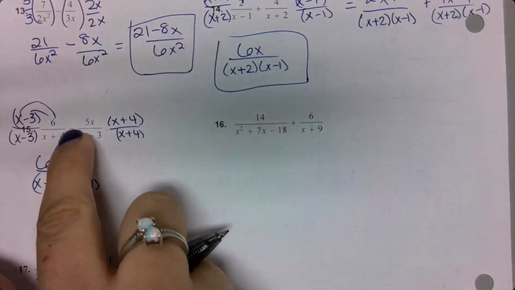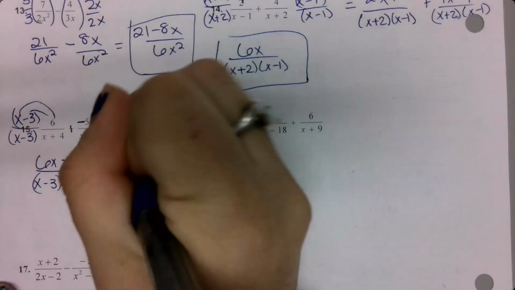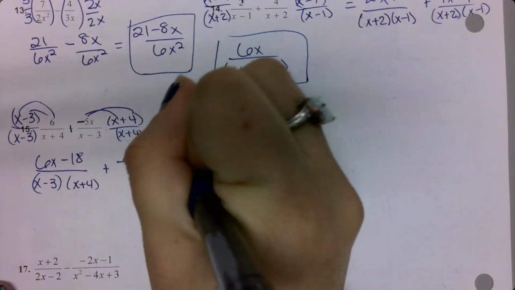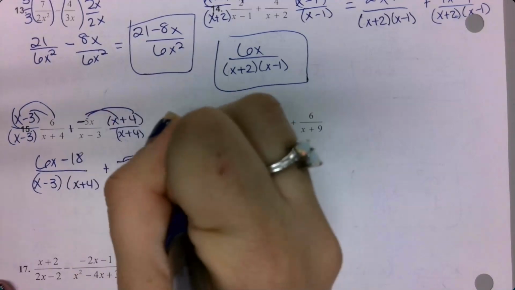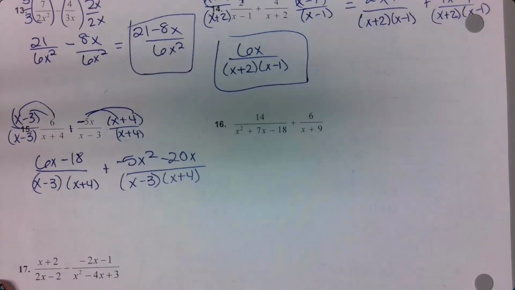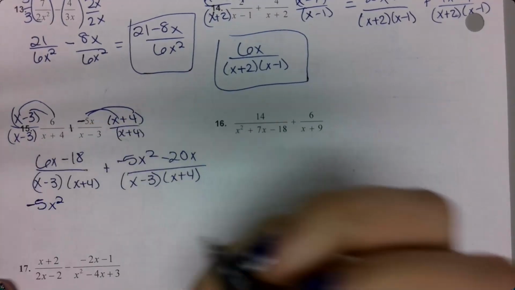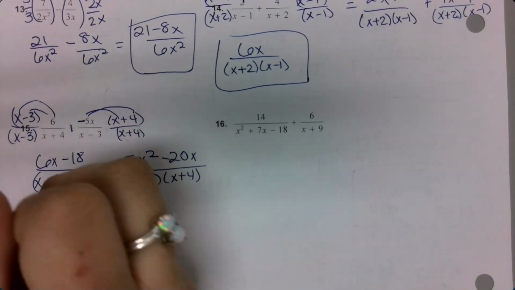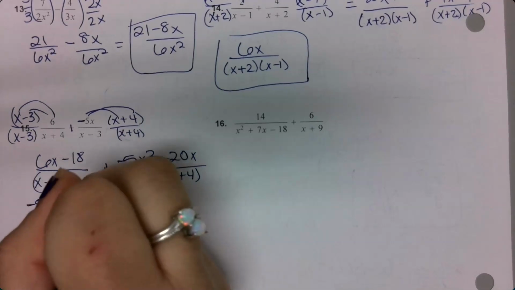This negative up here, I'm going to change it to a positive and make that 5x negative so I don't forget. So that's going to give me negative 5x squared minus 20x over x minus 3 over x plus 4. So I want to go ahead and combine my numerators. It's going to give me negative 5x squared minus 14x minus 18 over x minus 3, x plus 4.